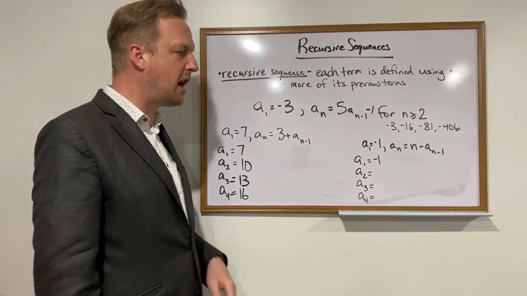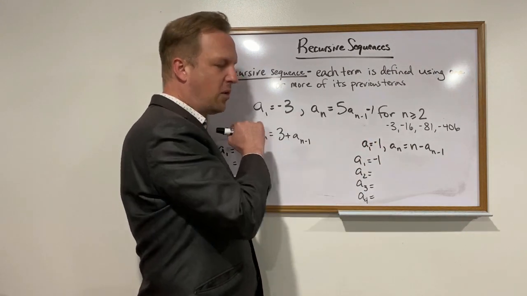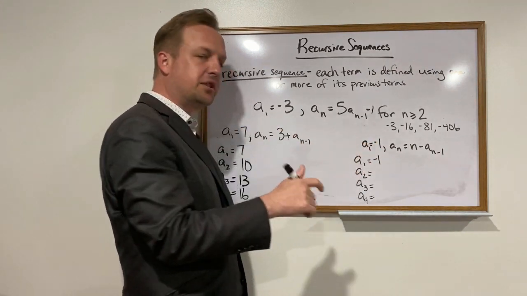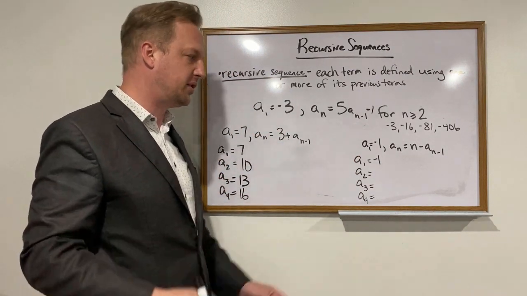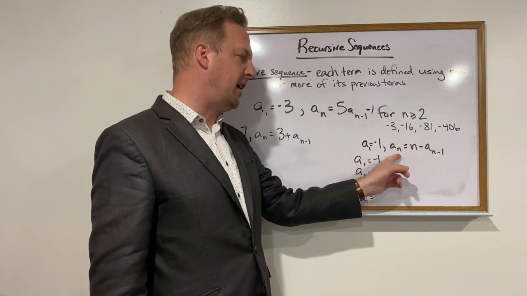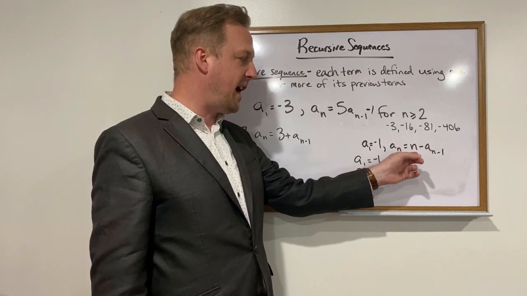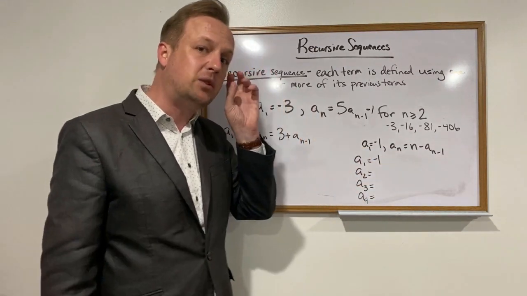And this one's a little more complicated, but still very doable. So they give us a sub 1 here. They tell us it's equal to negative 1. So remember, we always know our first term. We have to have a place to start. And they tell us that the remainder of the recursive sequence is a sub n equals whatever that n value is. Don't let that trip you up. That's going to be that sub number. Remember, that's what we plug in.